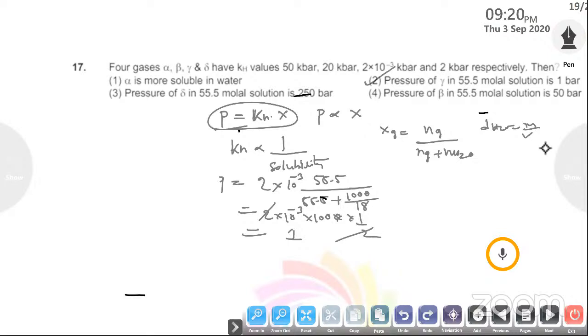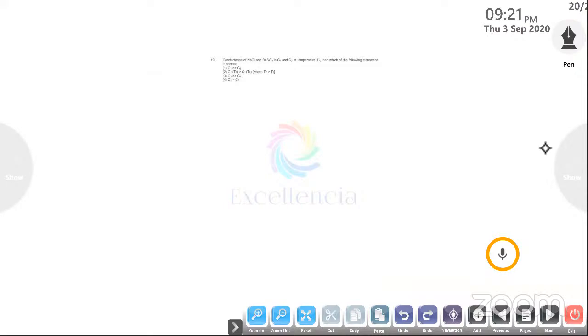Similarly, the same procedure we have to follow for the third option and fourth option. Yes, now we'll move to the next question.